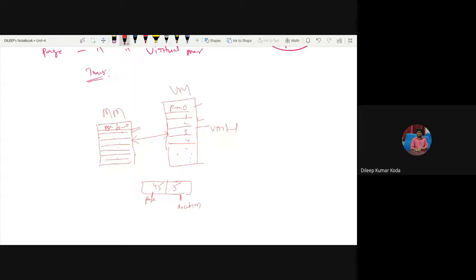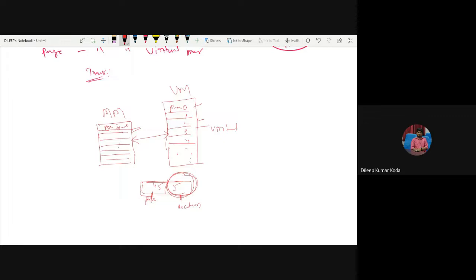The page frame number and page number will not change, they remain the same in both the memories. What I want to convey is this location cannot change in both the memories, and we have to look for this 45. Just leave this. I'll explain the page table so that you will understand this concept clearly.